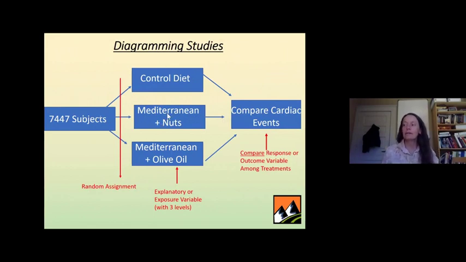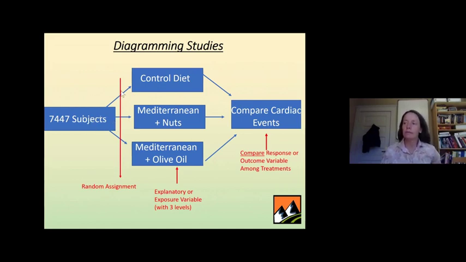Okay, so diagramming this study, I think that diagramming studies can be really, really helpful in your design and then also when you're doing your modeling. There are these things called directed acyclic graphs. They're called DAGs. And when in doubt, just always draw a picture and really try to get a sense of what's happening.